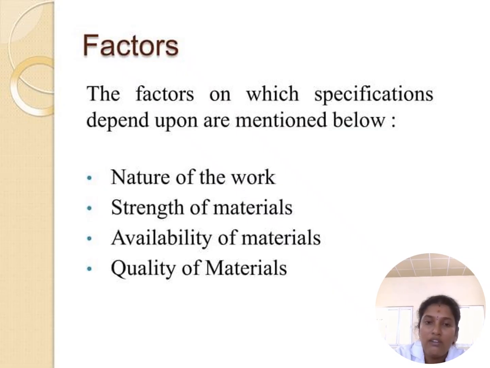So these are all the main factors that depend on the specification. First of all, the nature of the work, strength of the material. If you are choosing the material, what are the strength characteristics of that material? So that is also one of the factors, right? The availability of the material. This depends upon the location, it may vary. So the main factor is availability of the material, and another main factor is quality. Each and every material should satisfy the quality conditions, right? That is another factor, the quality of material.